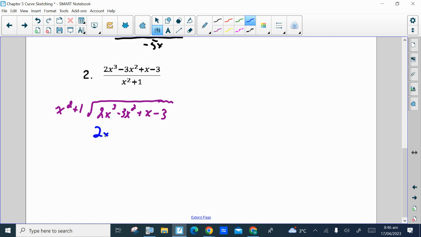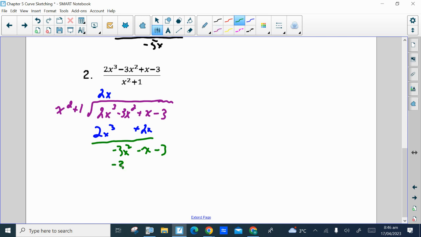You need to get a 2x cubed underneath here so that when you subtract, they cancel, which means at the top you need a 2x. 2x times x squared gives you the 2x cubed, and then 2x times positive 1 is positive 2x. And again, that will go under the x term so that you can subtract. You can only subtract like terms. So when you subtract, you have minus 3x squared. x, take away 2x is minus x, minus 3.